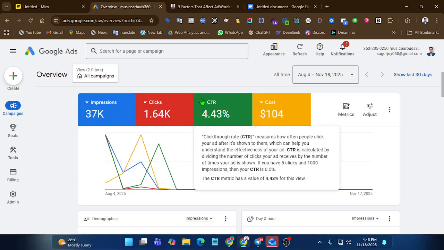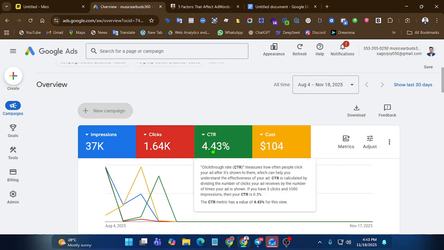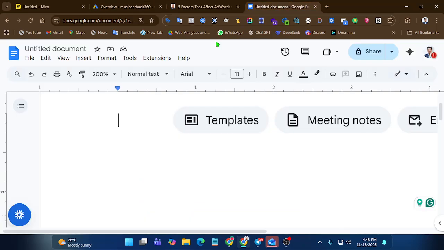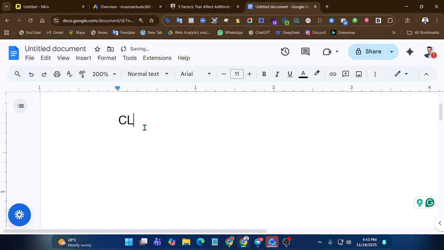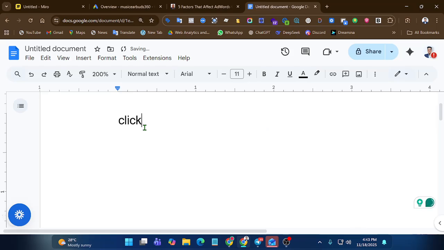Okay, so these metrics have different formulas. The CTR formula is clicks divided by impressions equals CTR. This is the formula.